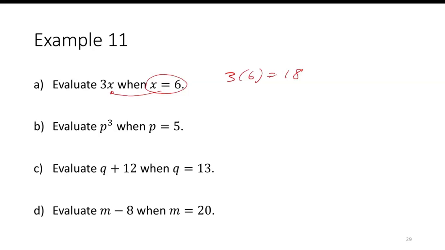p to the third, when p is 5, I'm going to replace the p with 5. I'll get 5 to the third. So 5 times 5 times 5 is 125. q plus 12, when q is 13, that'll become 13 plus 12, which is 25. And then m minus 8, when m is 20, becomes 20 minus 8, or 12.